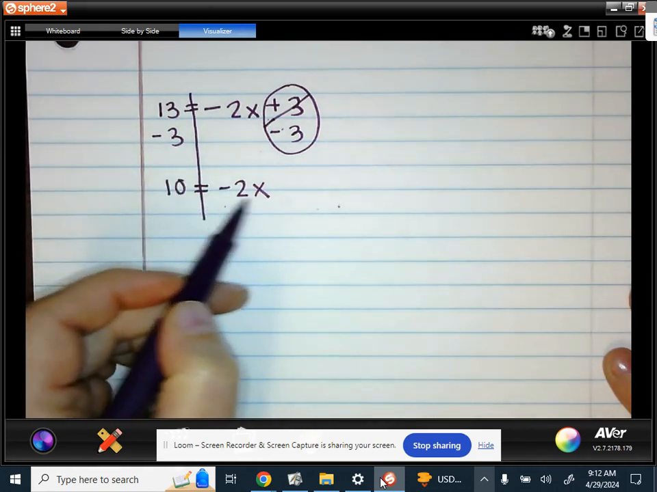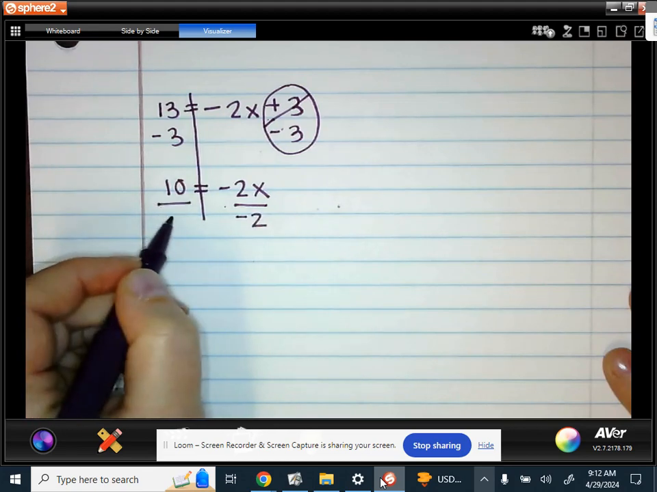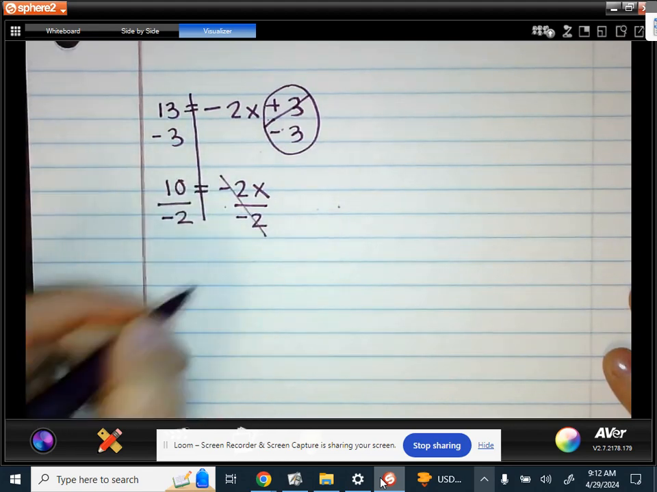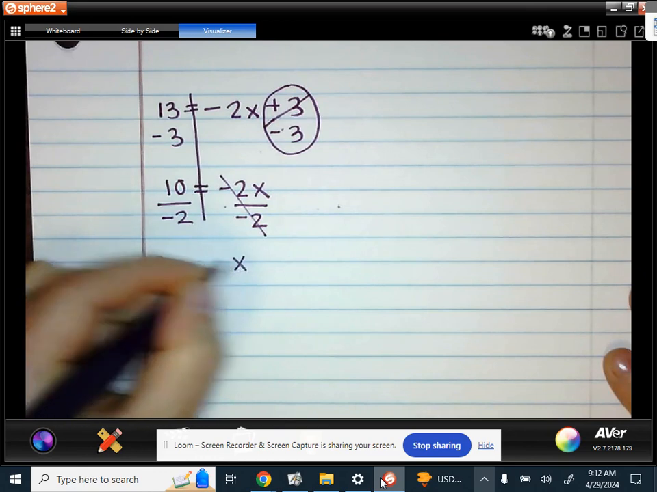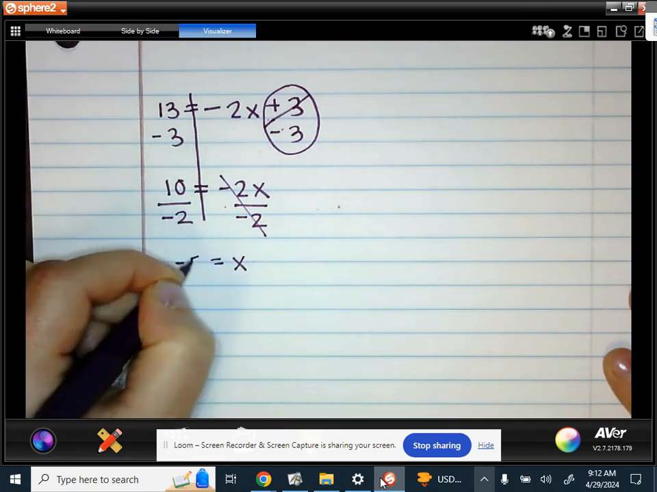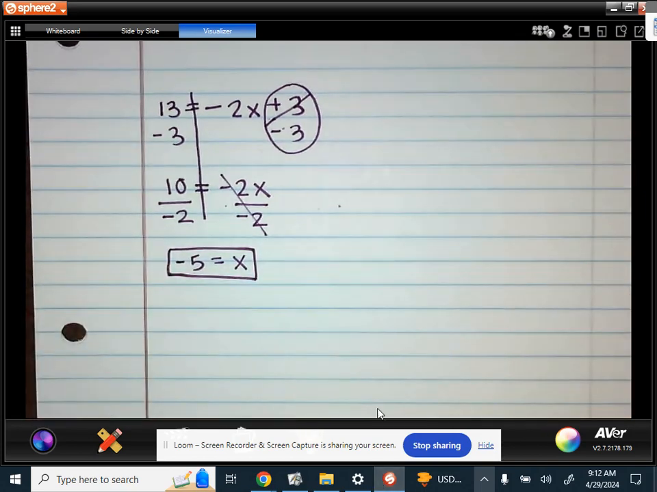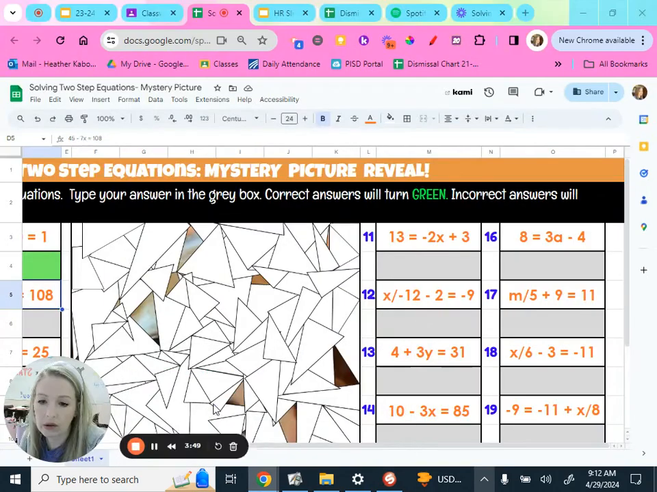Now we can get rid of this multiplication right here using division. We're going to divide both sides by -2. That cancels out, leaving just x. A positive divided by a negative is going to be a negative, so that's -5. You could flip it around to say x equals -5, but it really doesn't matter as long as you're putting in -5 as your answer.